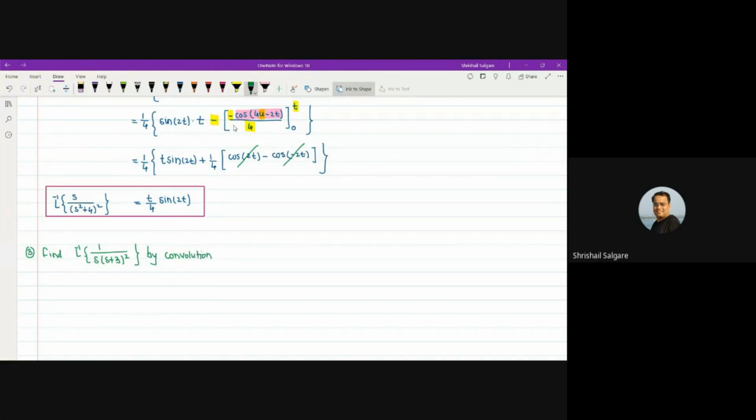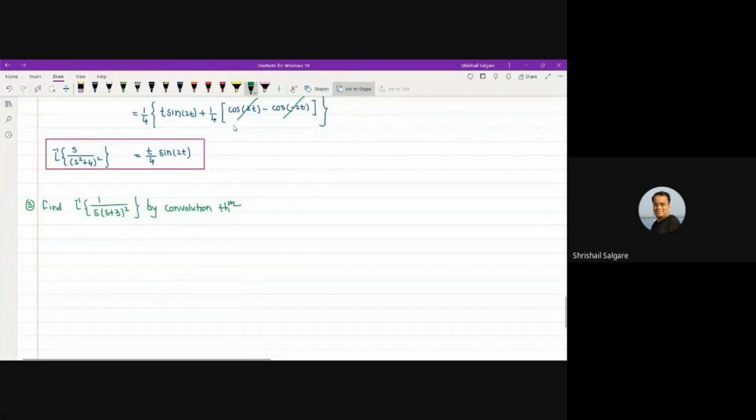Now, some students should unmute and tell me the answer. What is your f of s here? Let. What is your f of s? I think Shubham Patil. What is f of s and g of s?